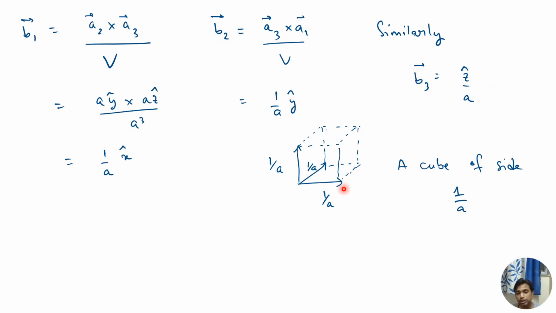What is this b1, b2 and b3? You see all of them have magnitude of 1 by A, and they are along the directions x cap, y cap and z cap. So it is again a simple cubic structure, but with side 1 by A. The reciprocal space of a simple cubic structure of lattice constant A is again a simple cubic structure with lattice constant 1 by A.